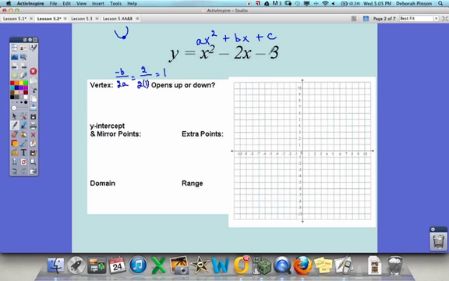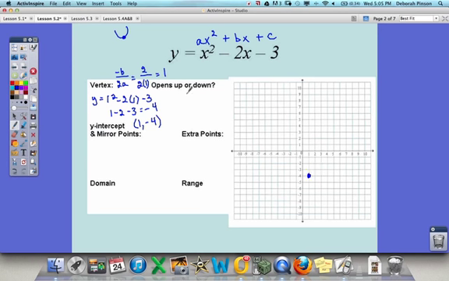To find the y part, plug it back into that equation. So 1 squared minus 2 times 1 minus 3. So I have 1 minus 2 minus 3 is a negative 4. My vertex is at 1, negative 4. Okay, let me graph that. 1, negative 4. There we go.